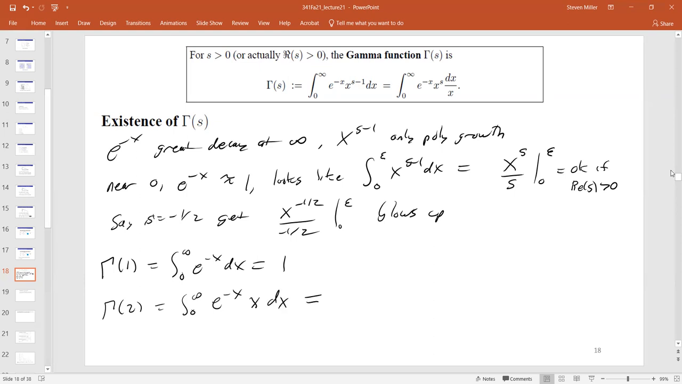How would you evaluate this? What substitution? Use substitution. So how would you do it with use substitution? It's something else, not use substitution. Integrate by parts. And so, integrate by parts and you get 1. There is another way to get 1 though. You can recall that this is what? There's a nice interpretation of this in a probability class.